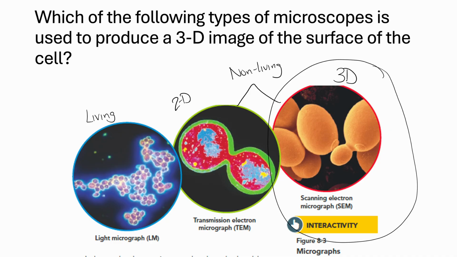You can actually see all three of these are a picture of a yeast cell. In the first one, you can see it at a much lower magnification. In the second one, the TEM, you can see all the organelles that are in it. And then in the SEM, you can see the three-dimensional structure that we have.